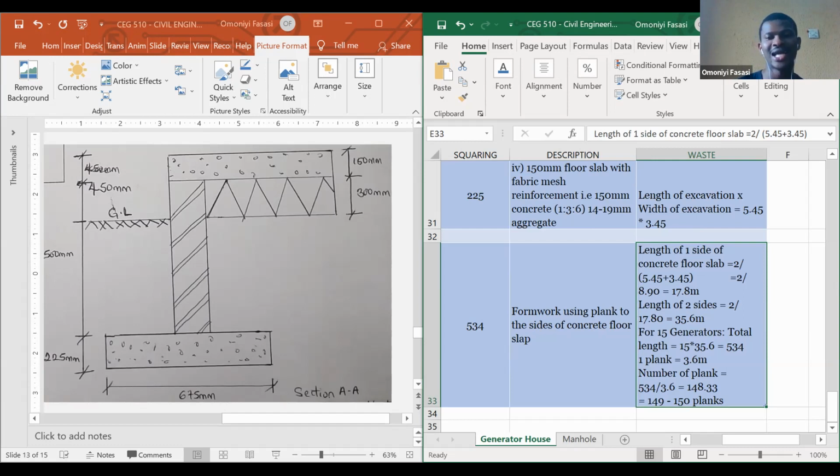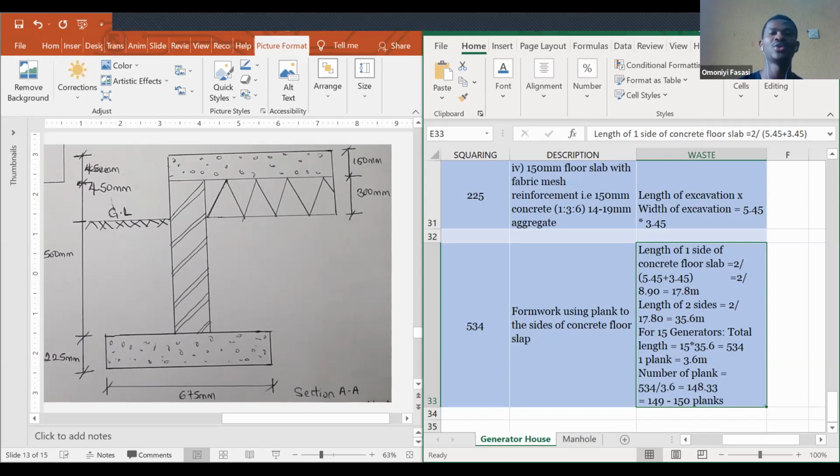So when you multiply by 2, you get a total of 35.6 meter. That's the length of the 2 sides. So multiply by 15 generators. That's 534 meter. One plank is equal to 3.6 meter. That is a standard that they told us. So the number of planks you will need is 534 divided by 3.6, which is 148.33. So you can just approximate to 150. And we are good. So that's that about question 1.